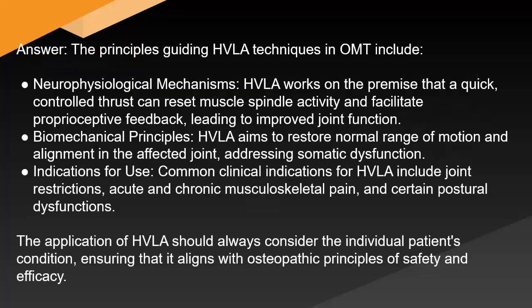Answer: The principles guiding HVLA techniques in OMT include neurophysiological mechanisms. HVLA works on the premise that a quick, controlled thrust can reset muscle spindle activity and facilitate proprioceptive feedback, leading to improved joint function. Biomechanical principles: HVLA aims to restore normal range of motion and alignment in the affected joint, addressing somatic dysfunction. Indications for use: common clinical indications for HVLA include joint restrictions, acute and chronic musculoskeletal pain, and certain postural dysfunctions.